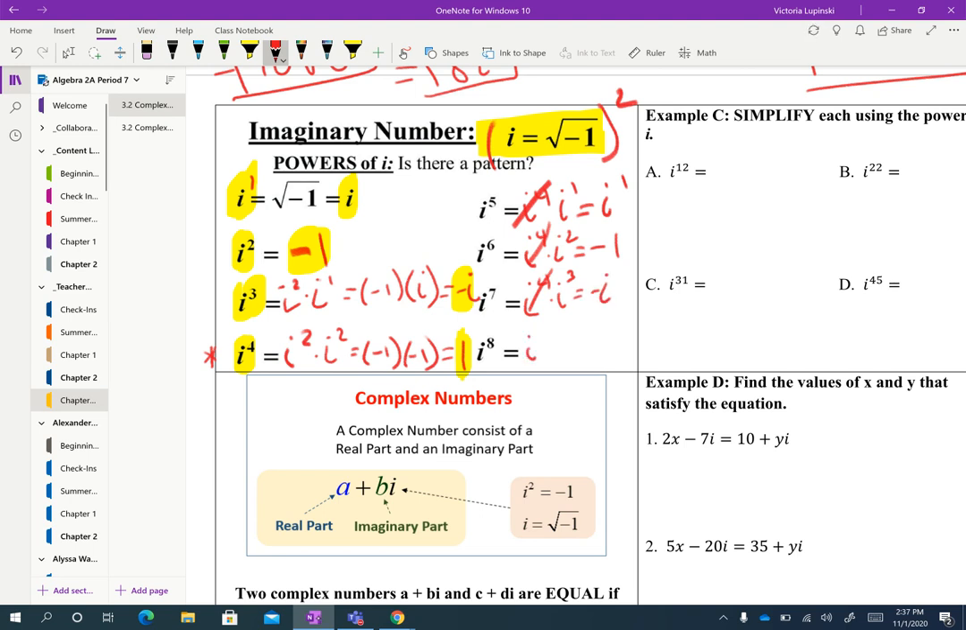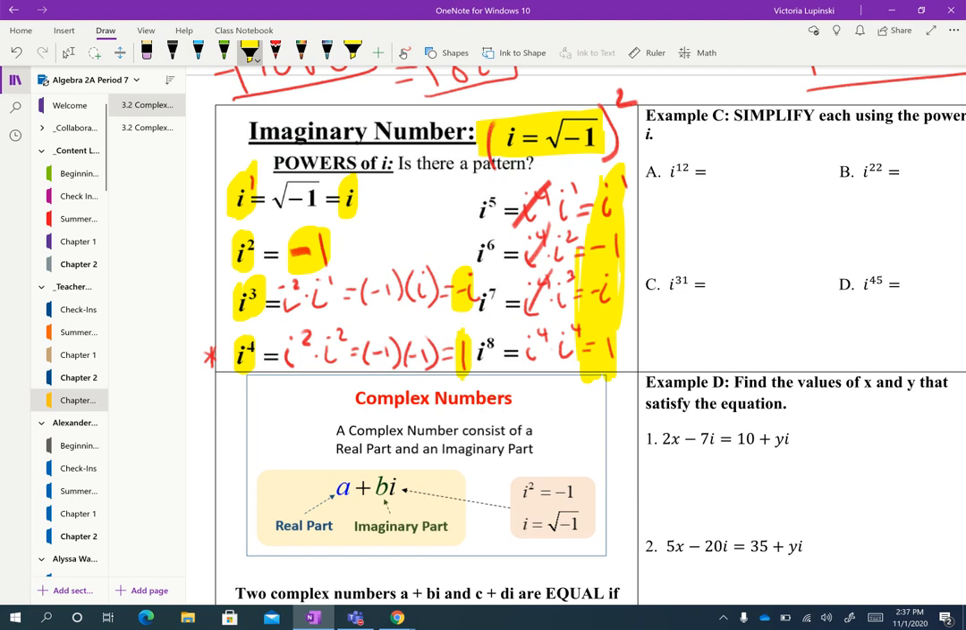And finally, I to the eighth can be I to the fourth and I to the fourth. Both of those are ones. 1 times 1 is 1. And notice that you get the same exact pattern for I to the 5, 6, 7, 8 that you did for I to the 1, 2, 3, 4. And it turns out that that is always the pattern. So the powers of I repeat in groups of 4.